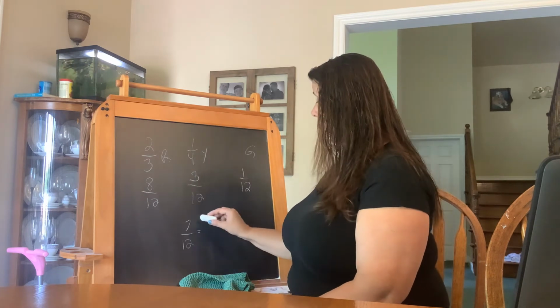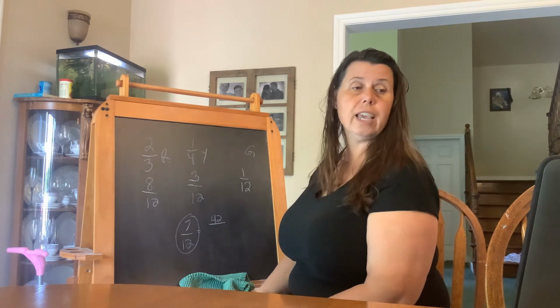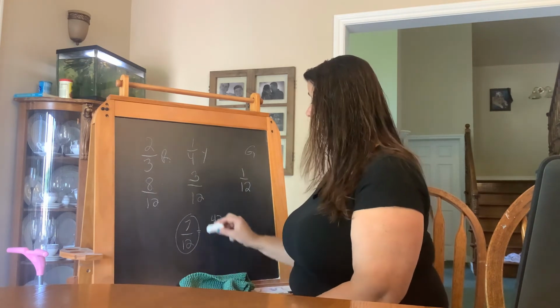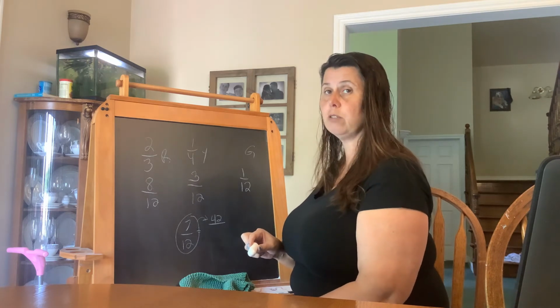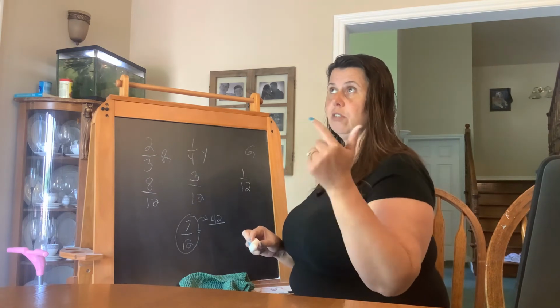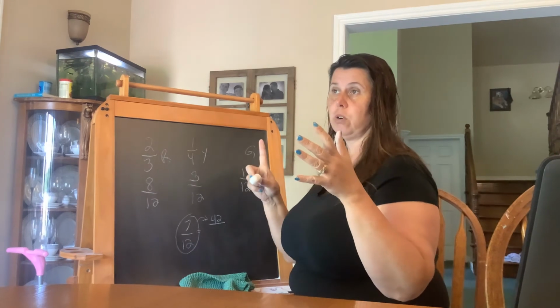So the second part was, what fraction does green represent? 7/12. Now, how many fish are in the tank? Okay, how do I get from 7 to 42? 7 times what gives me 42? 7, 14, 21, 28, 35, 42.